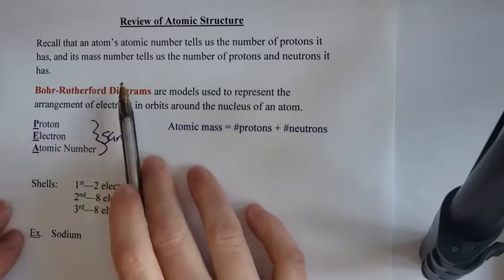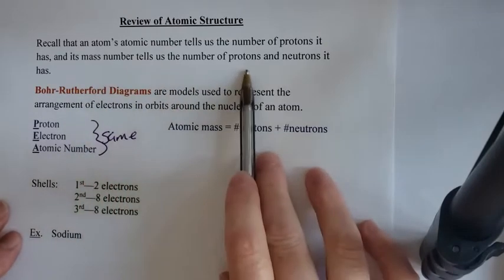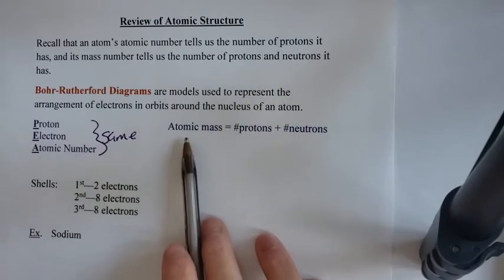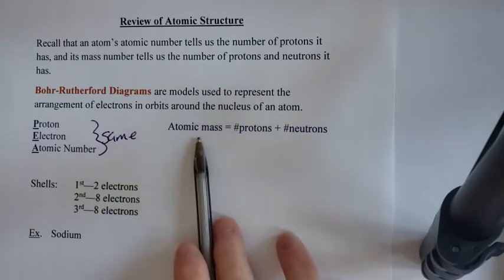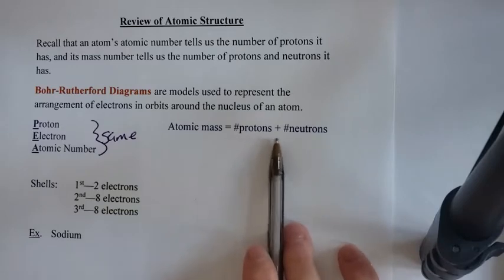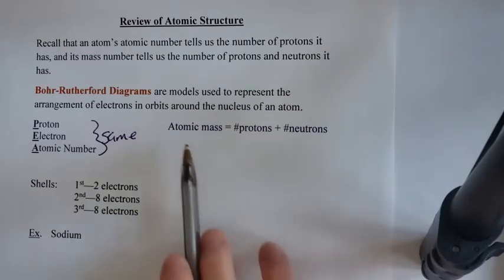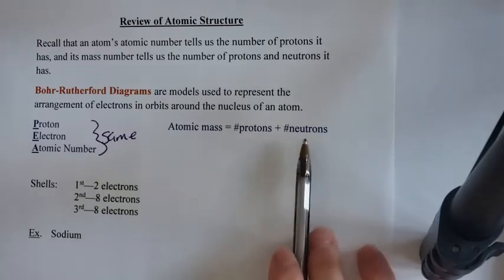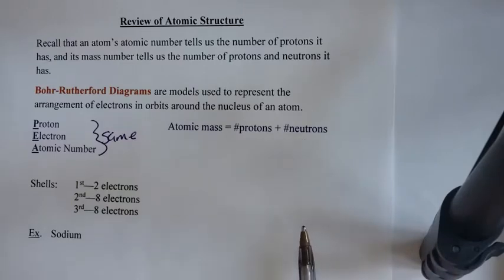Now up here, it says the atomic mass is the number of protons and neutrons. So there's a formula. If you know what the atomic mass is, well, that's the number of protons and neutrons added together. So if you've got the atomic mass and number of protons, we can calculate how many neutrons there are.